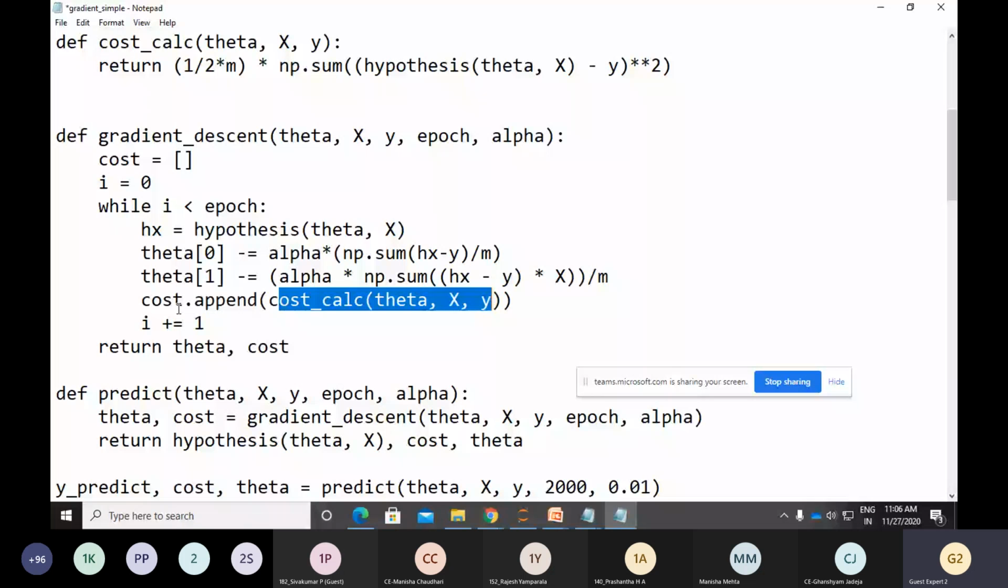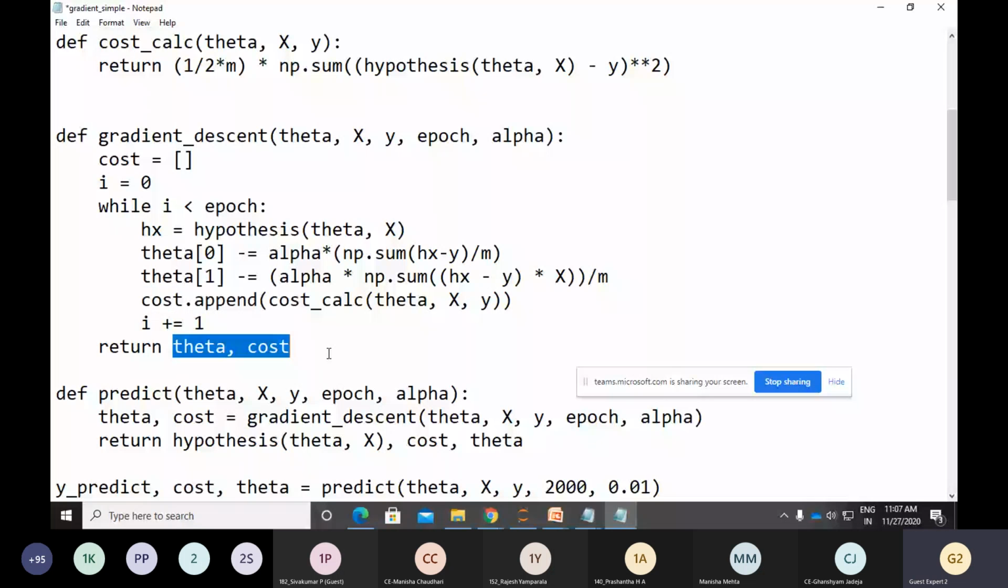So we are repeatedly doing this. In each iteration the value of theta is modified and the cost is calculated, and that cost is added into the cost array. So gradient descent will run and give you different values of theta. This gradient descent function returns the value of theta and the cost of each iteration.